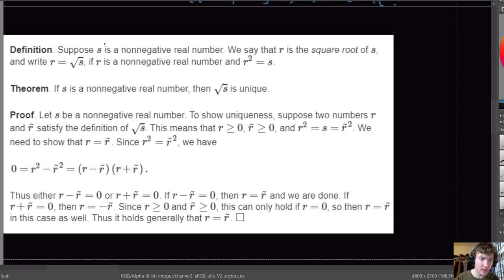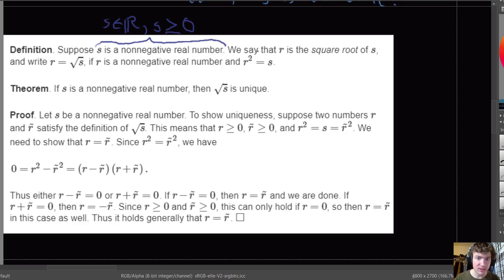I'm going to read that first. The definition is: suppose S is a non-negative real number. So when I read this, my brain is converting this to the assumption. This means S is in the reals, and non-negative means that S is greater than or equal to 0. So S can be 0, but it's certainly not negative. Okay, so that's the setup.